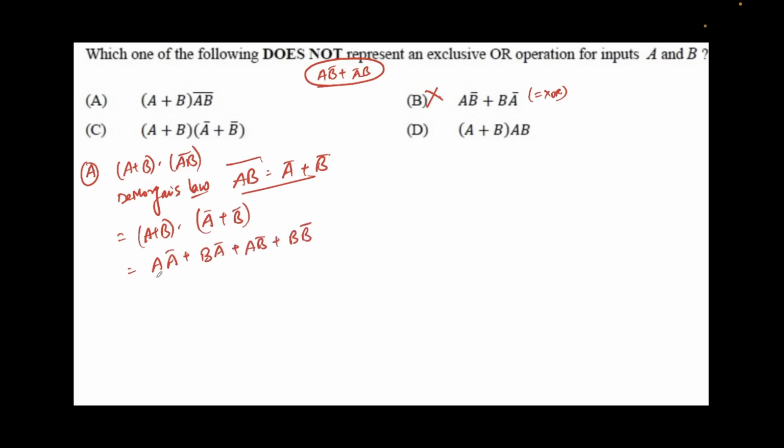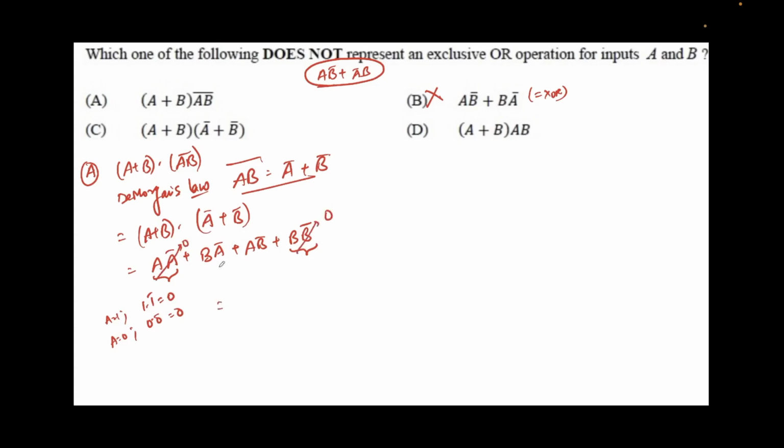Now note that the terms a a bar and b b bar will be 0. Why will it be 0? Because let's assume that the value of a is 1. So 1 times 1 bar will come out to be 0 when a is 1. Similarly, when a is 0, this will be 0 times 0 bar, which is again 0. So whatever the value of a, the output is always 0. So this term will always be 0. Similarly, this term will again always be 0.